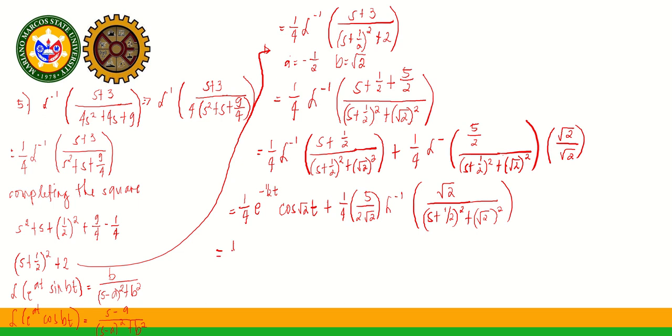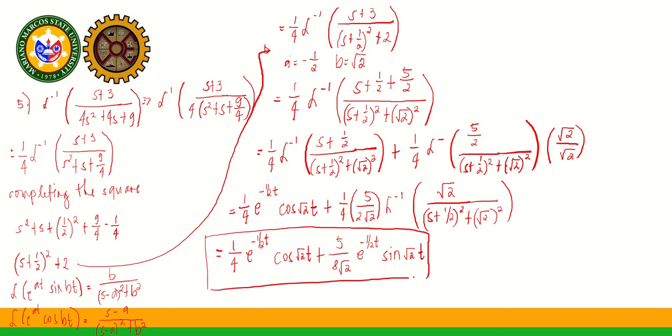So we can rewrite our final answer into 1 over 4 e raised to negative 1 half t cosine square root of 2t plus simplifying this, we get 5 over 8 square root of 2 and then getting the inverse Laplace of this one, that is e raised to negative 1 half t sine square root of 2t. So this is the final answer for example number 5. So that ends my discussion in inverse Laplace transform.